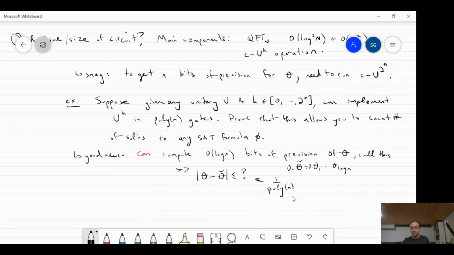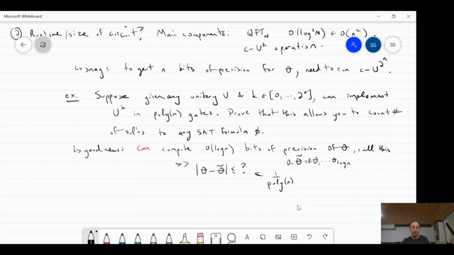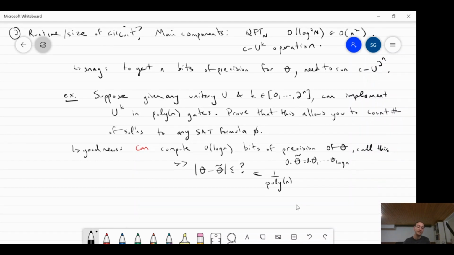And the good news is it won't be that far off in terms of the estimate of theta tilde. As a very rough rule of thumb, typically in quantum computation, when we define complexity classes like BQP, which is the quantum analog of P, these circuits cannot distinguish states that are closer than 1 over poly anyway, in terms of, say, the Euclidean or trace distances. So often 1 over poly distance is actually good enough.